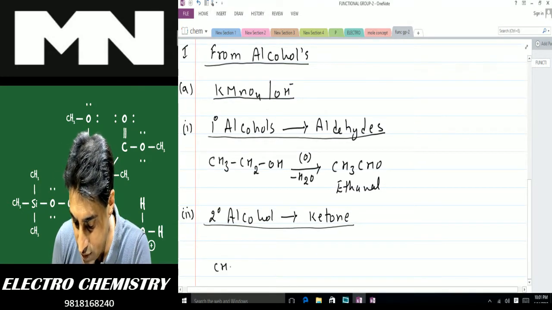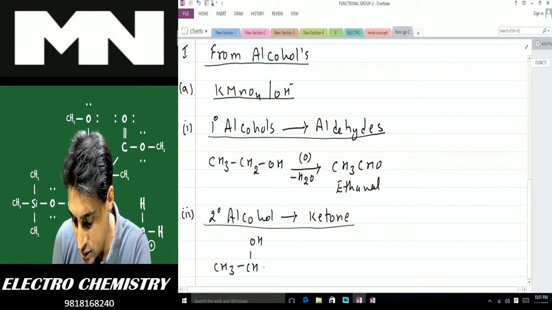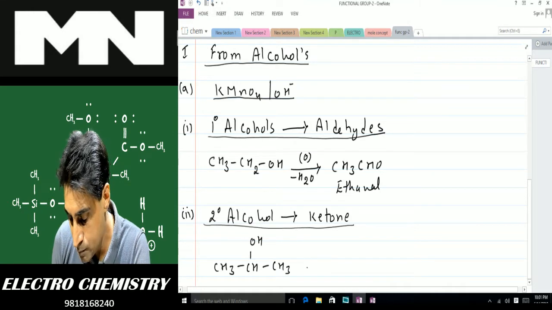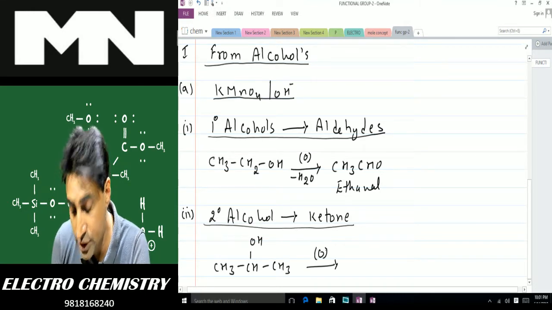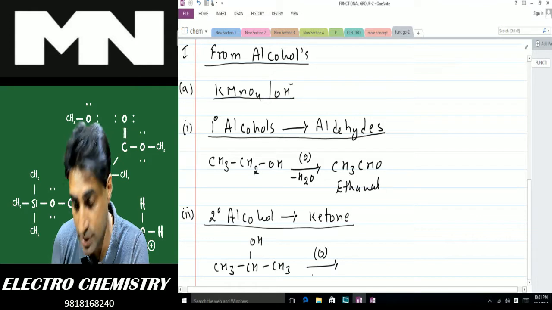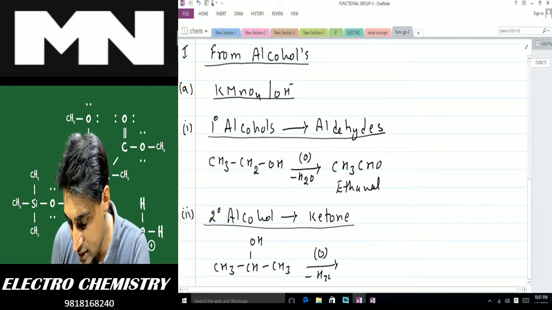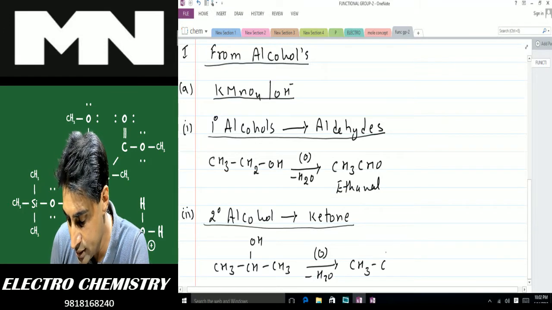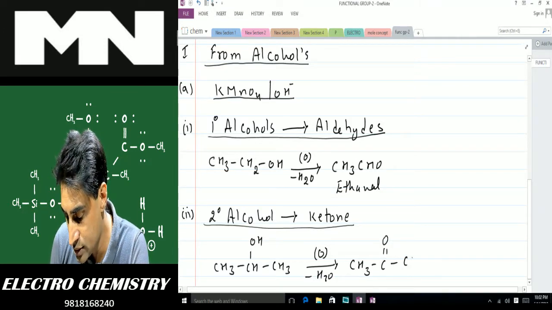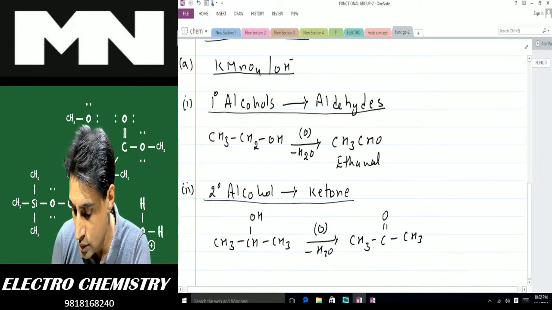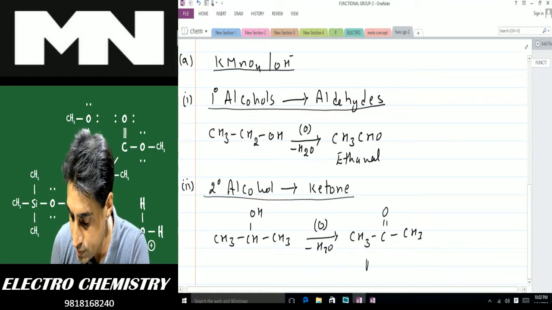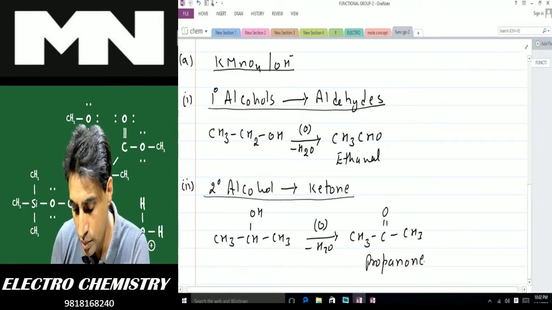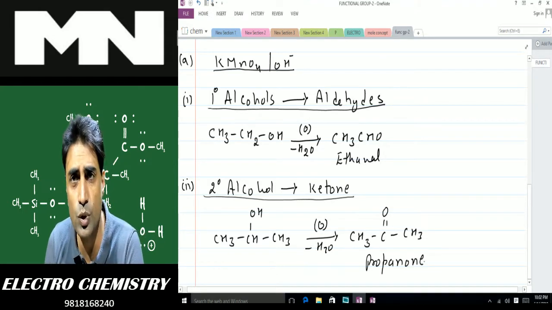Now suppose I have got a compound CH3CHOHCH3. This on oxidation will remove two hydrogens from the compound and they'll come out as H2O. I will get the compound CH3COCH3, that is acetone or propanone. So this is what we can do.